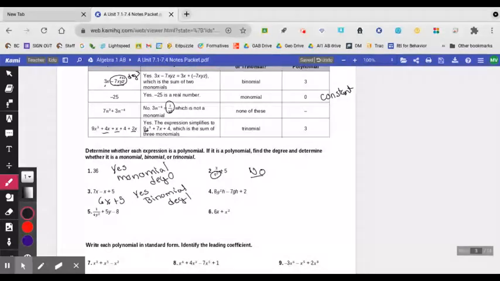Number 4, there are no terms to combine. So yes, it's a trinomial because it has 3 terms. We find the degree by adding the exponents of the variables we're multiplying. So that has a degree of 3. This has a degree of 2. And 2 has a degree of 0. So the degree is 3 because when it's a polynomial, it's always the degree of the highest. So I want you to pause and try 5 and 6.